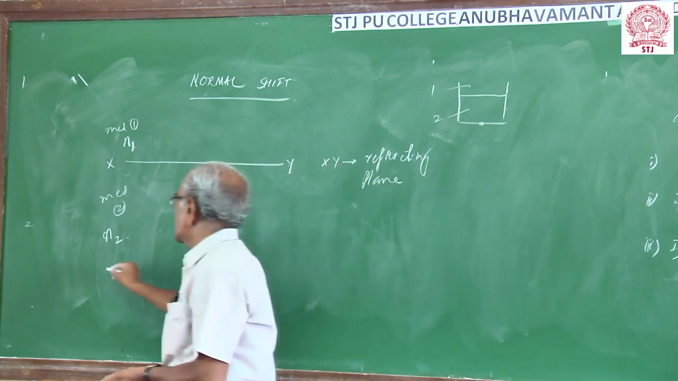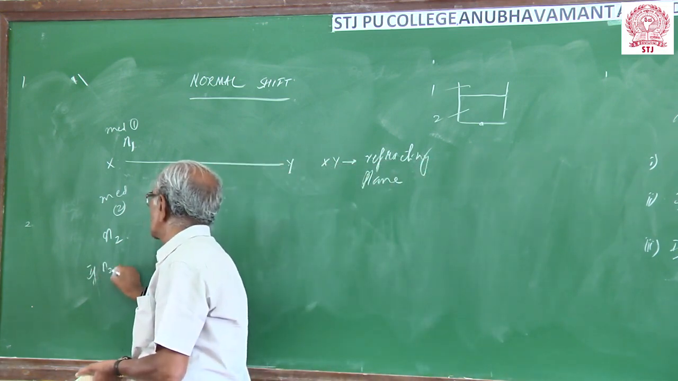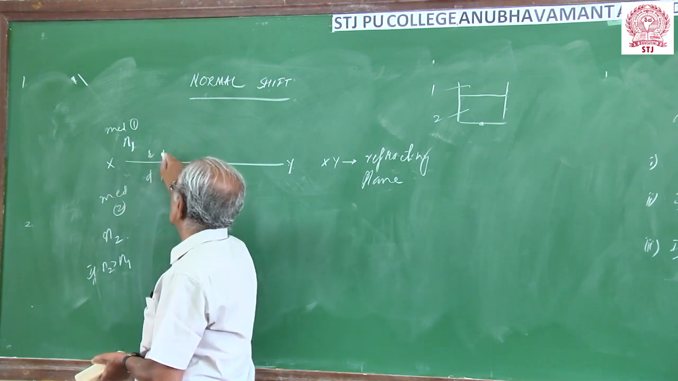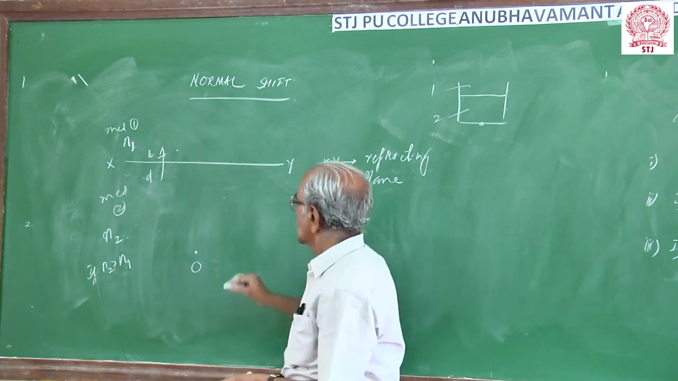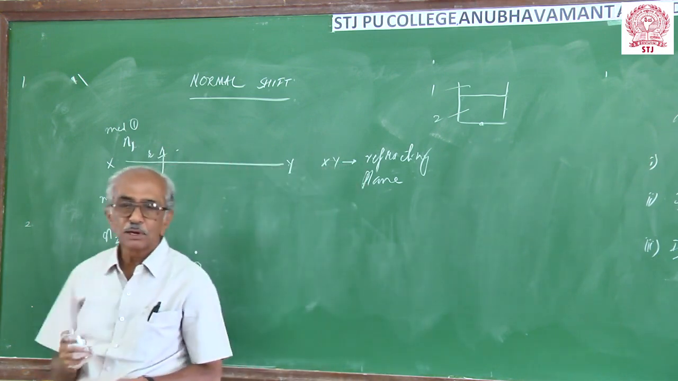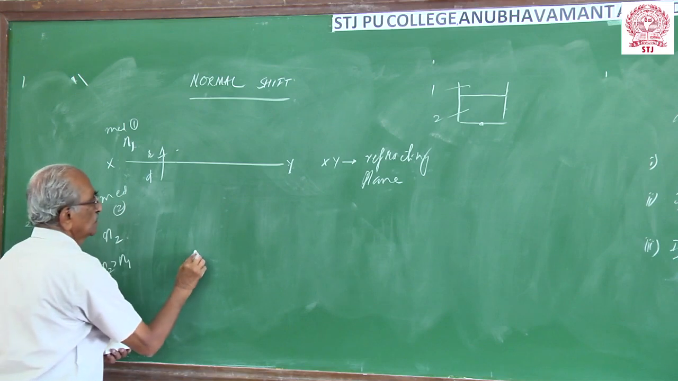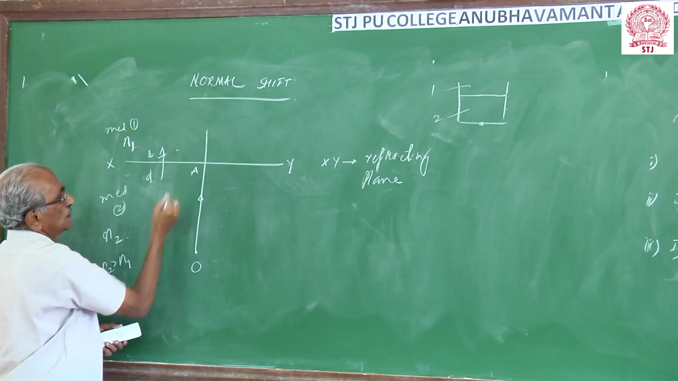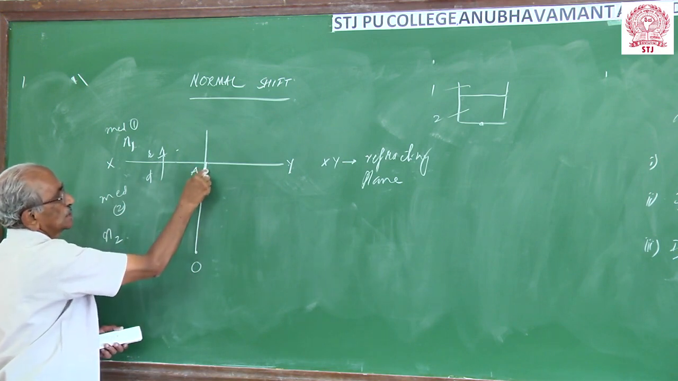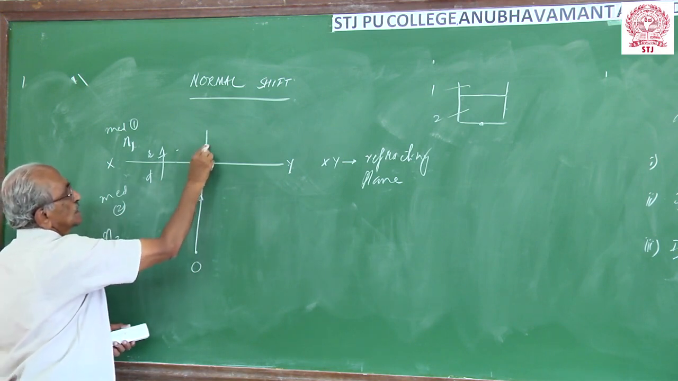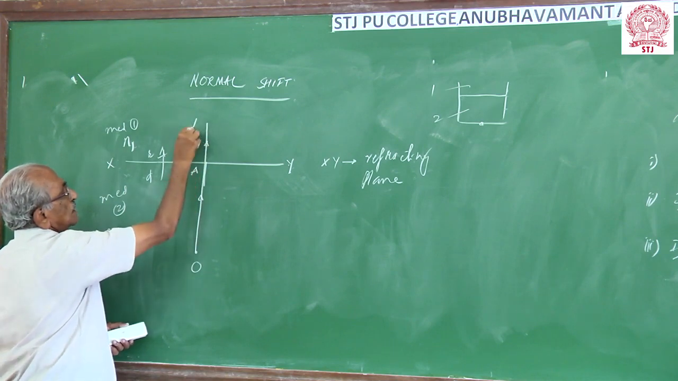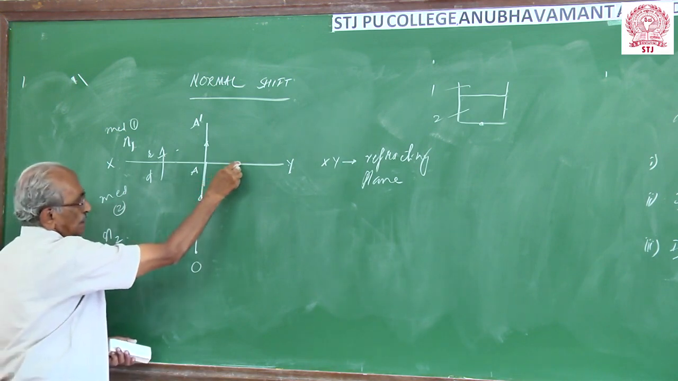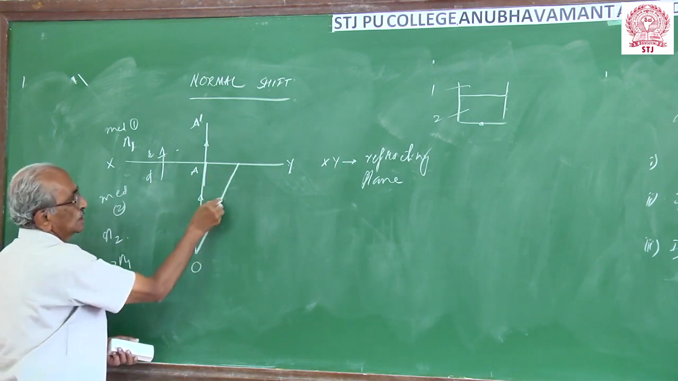Now, if N2 is more than N1, this is the denser medium, this is the rarer medium. I consider a ray of light going from O, falling on XY normally, making an angle of incidence 0. So it goes in the same direction, like that. I take another ray. You can take any other ray.